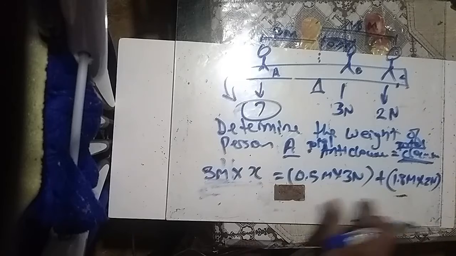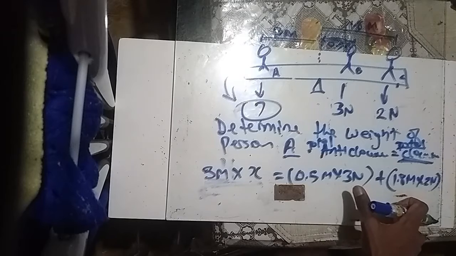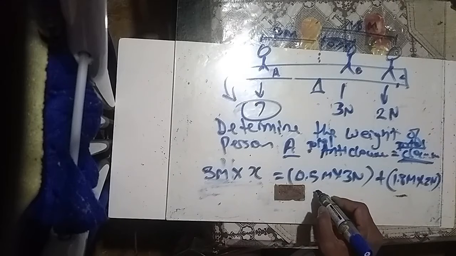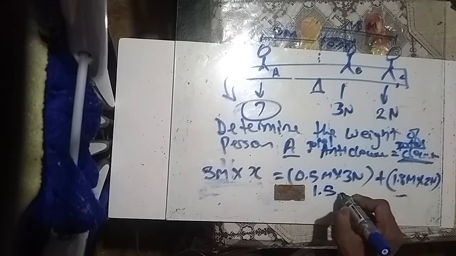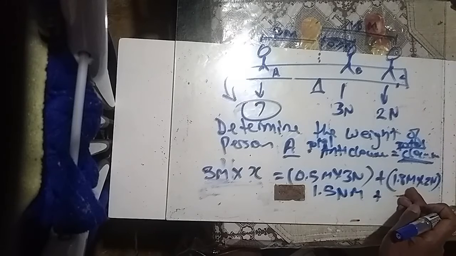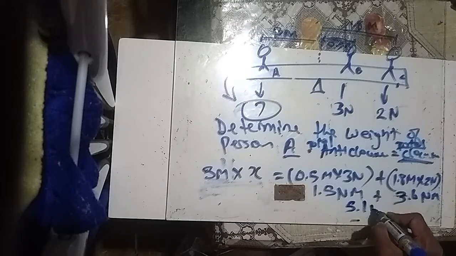So let me do over here first. It's always good to do the side of the equation where you know everything, with no unknown on it. Deal with the unknown last. So over here, 0.5 times 3 is going to give you 1.5 Newton meter, yes or no? And then plus 1.8 meter times 2 Newton is equal to what? That is equal to 3.6 Newton meter. When we add up the two of them there, what do I get? I get 5.1 Newton meter.